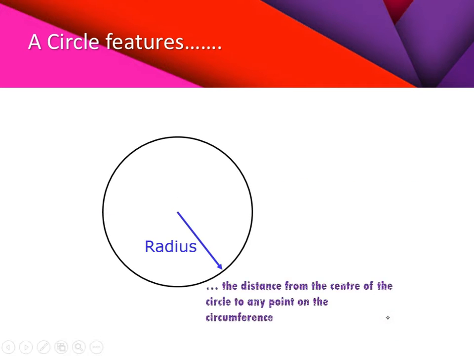Next we have radius. The distance from the center of the circle to any point on the circumference is called the radius. Like if this is the center of the circle, if we take the length from the center till the circumference of a circle, all these are radius of the circle.